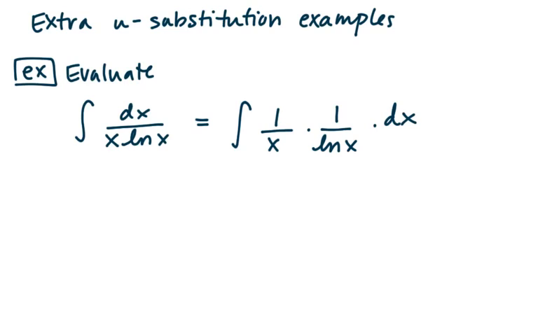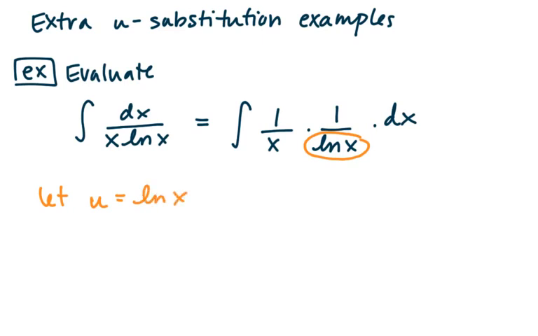So we need to determine how to choose u. We've got lots of choices. I could just choose 1 over x, or I could maybe choose the natural log of x. I said lots of choices. I think there are 2 choices here. I'm going to choose that expression in the denominator. I'm going to say, let u equal the natural log of x.